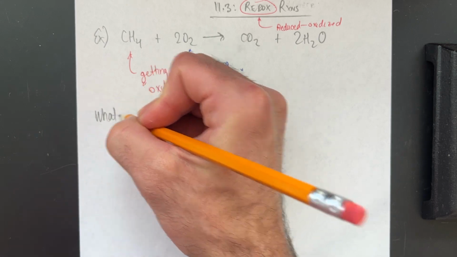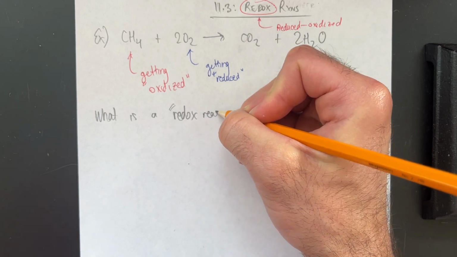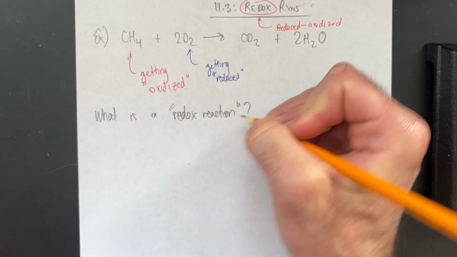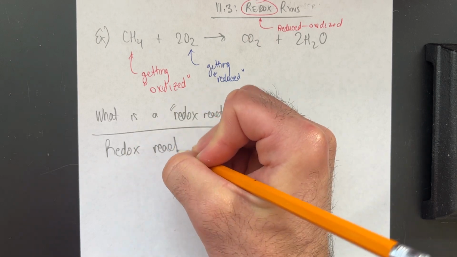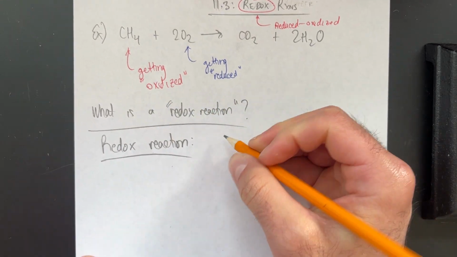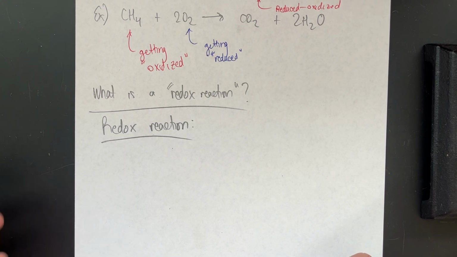What is a redox reaction? A redox reaction is a reaction in which you have one atom being oxidized and one being reduced. What that means is that one atom is losing electrons and another atom is gaining electrons.